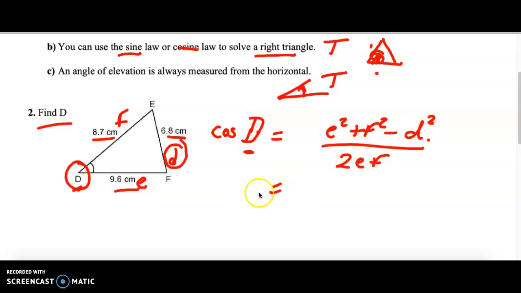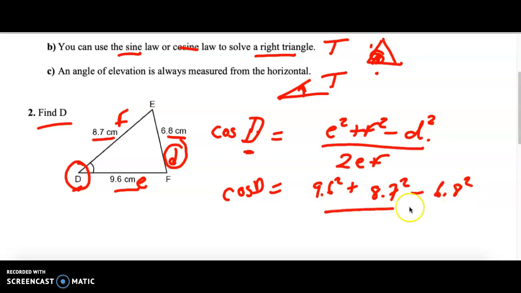Then you just sub this in. Cos D is equal to little e squared, which is 9.6 squared, plus f, so just be careful here, 8.7 squared, minus little d squared, which is 6.8 squared, all over 2, 9.6, 8.7.